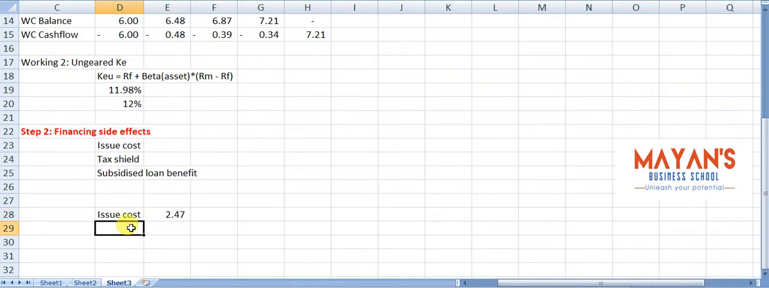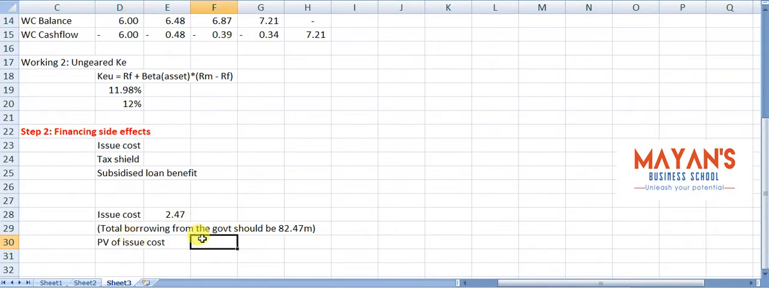So actually what this means, guys, is that total borrowing from the government should be 82.47 million. Agree? Why? 82.47 million you borrow from the government. Then 2.47 goes as your issue cost. Balance 80 million you can take for your project. Clear? So how much is the issue cost? 2.47. So let me say PV of issue cost.